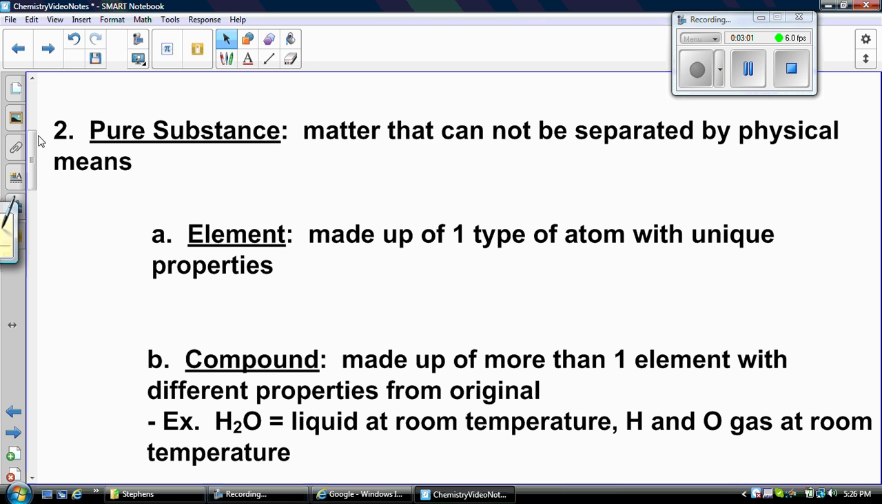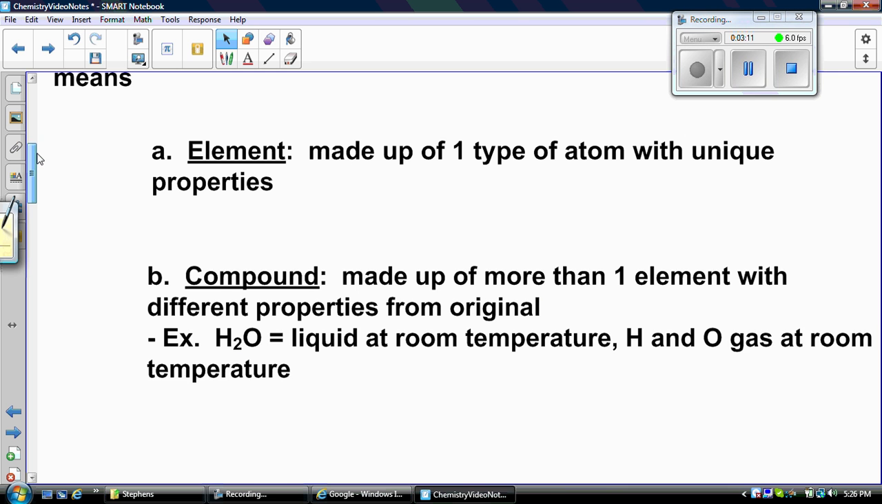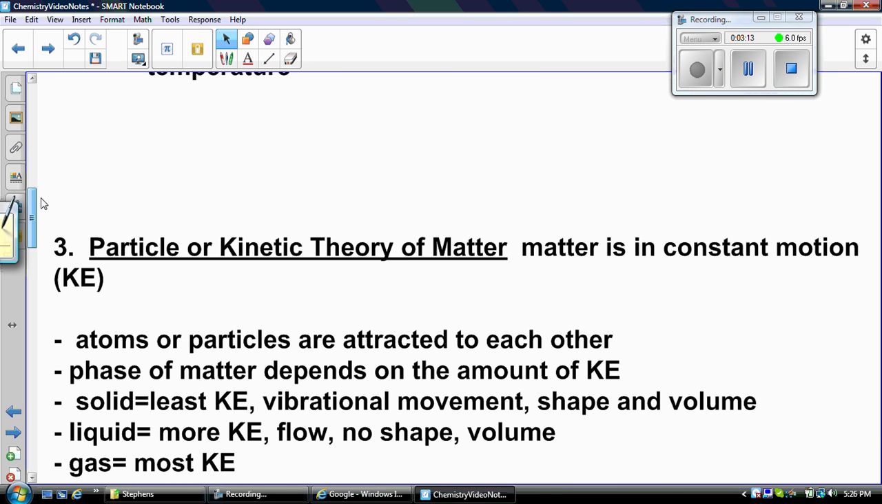And we can't separate water. If you pour water from one glass to the next, it's still water. We can't separate water, a compound, by physical means. And hopefully this is ringing a bell from last year.